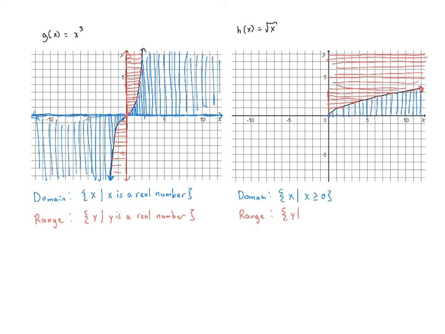So the range is going to include all of the positive numbers and also 0, but not the negative numbers. And the way that we express that is the set of numbers y such that y is greater than or equal to 0. And that is the domain and the range of the square root of x. In the next video, we'll look at 2 more of the fundamental functions.